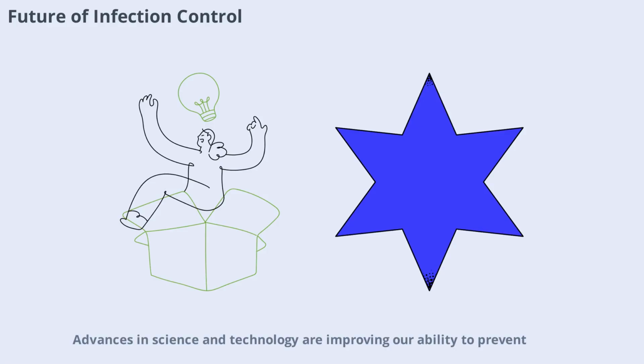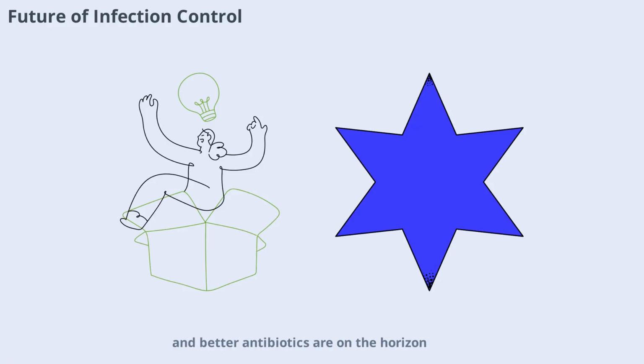Advances in science and technology are improving our ability to prevent, diagnose, and treat infections. Rapid tests, new vaccines, and better antibiotics are on the horizon. Public education and responsible health practices will remain vital as we face new challenges in infection control.